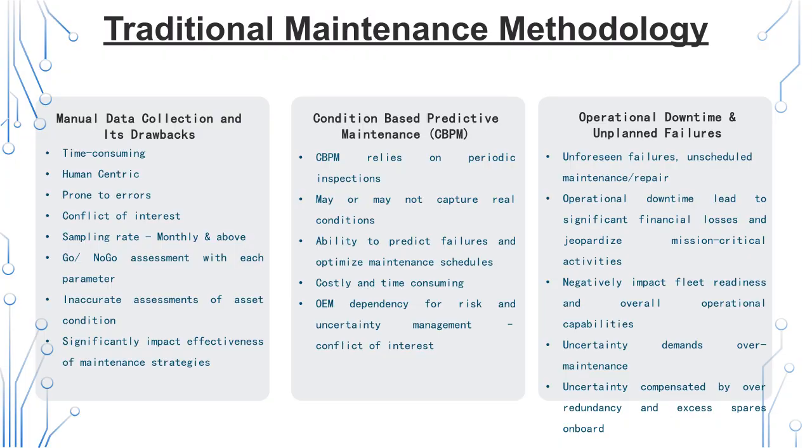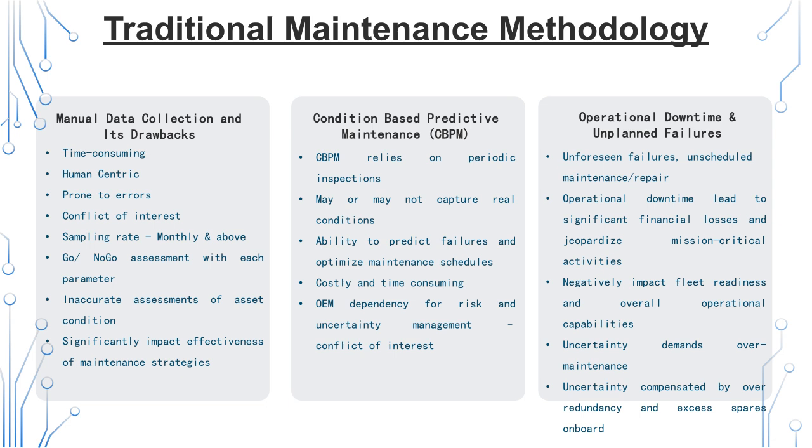Further, when it comes to ships of older vintage without these kinds of integrated platform management systems, the traditional maintenance methodology is the only choice, which is limited to manual data collection. This process is time consuming, human centric, and prone not only to errors but also to conflict of interest. The sampling rate of this data is, at best, monthly. The assessment of the collected data passes through a limits based approach of go or no go to qualify as normal or abnormal for each parameter individually. So this methodology gives inaccurate assessments of the asset condition, resulting in either over or under maintenance, significantly affecting the maintenance strategy employed and the asset availability.